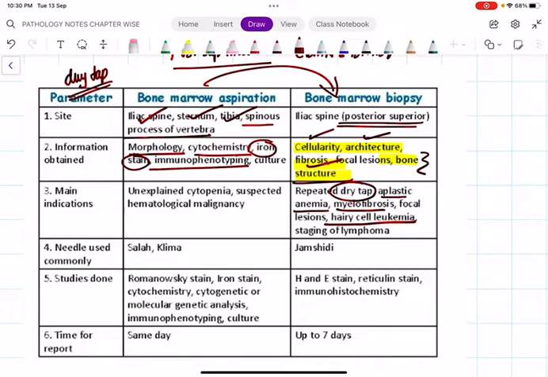Then primary myelofibrosis, which is a type of myeloproliferative neoplasm that we will discuss, and we have something called hairy cell leukemia. So these are some of the common indications for bone marrow biopsy. If you tell this itself, the examiner will be extremely happy.